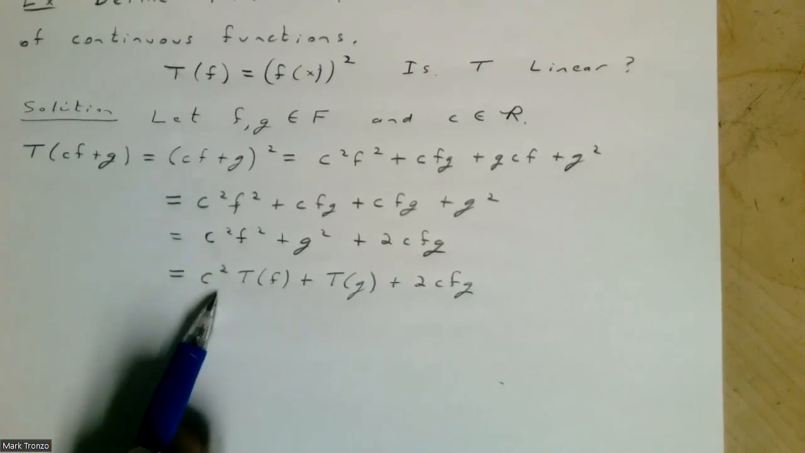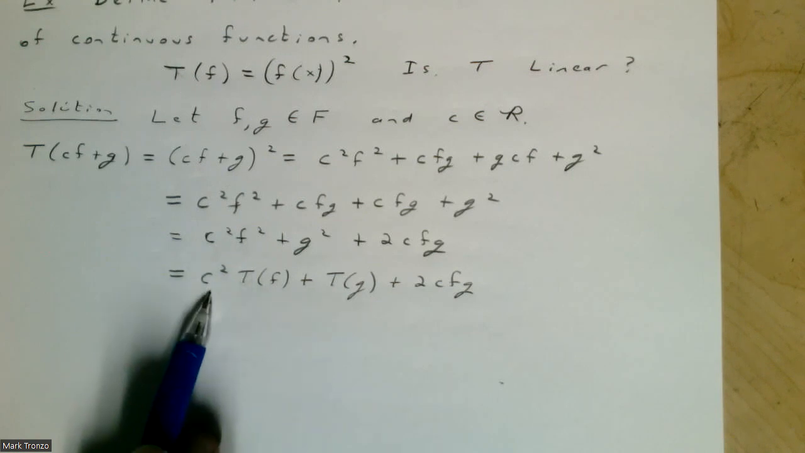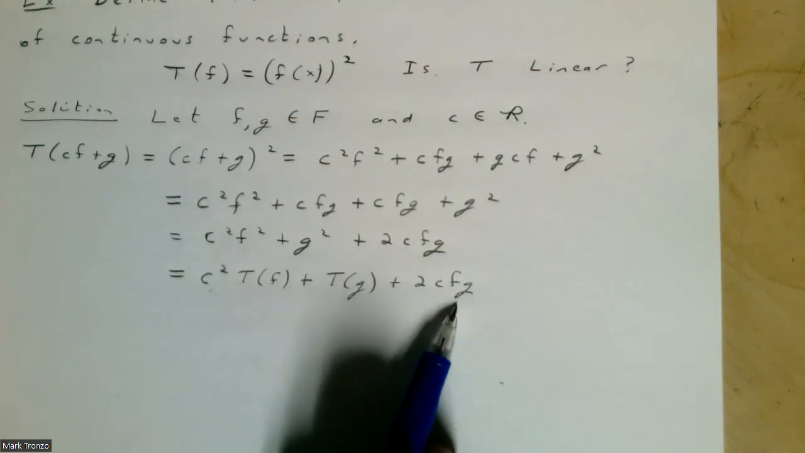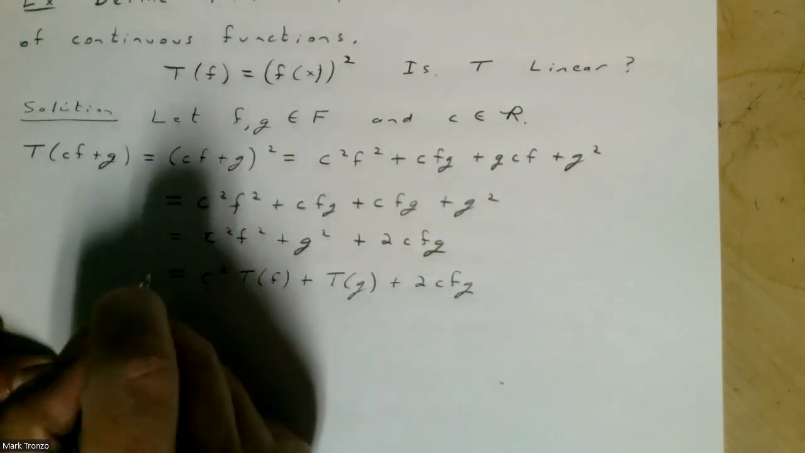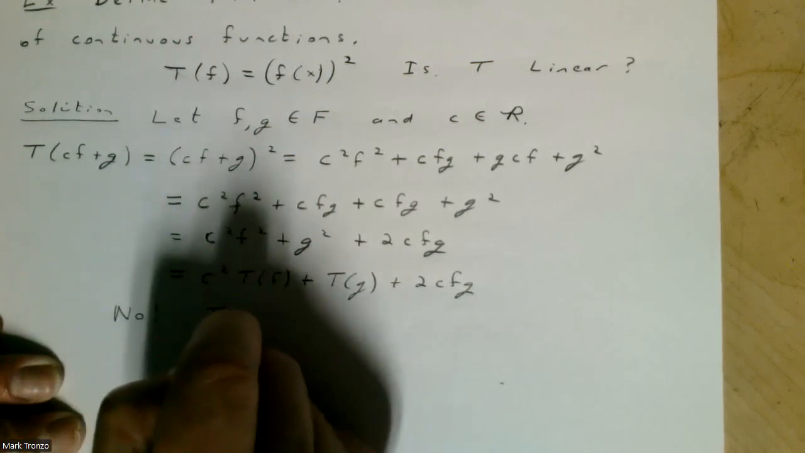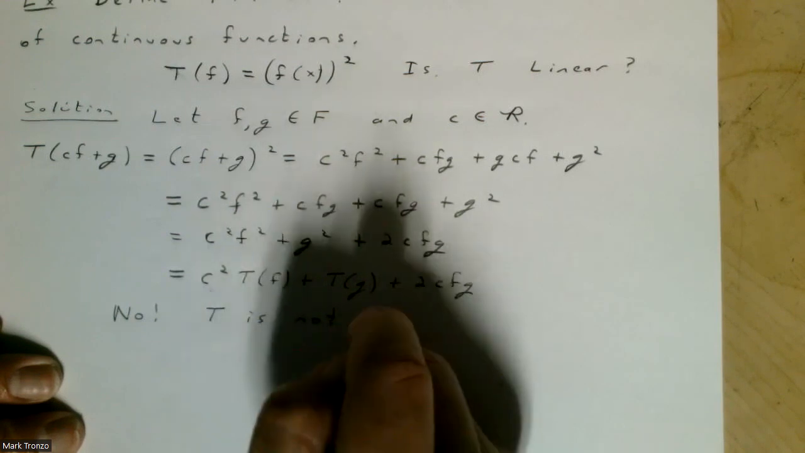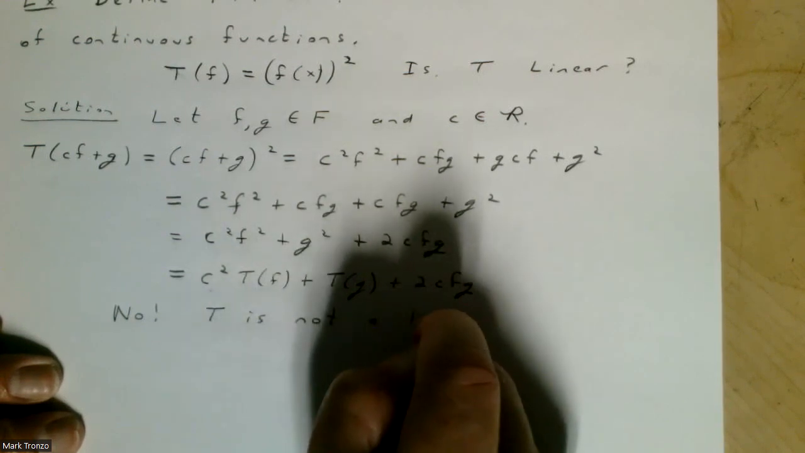So we don't get cTf plus Tg. We first of all get a c squared here. And plus we get all this other stuff over here. So no. T is not a linear transformation.